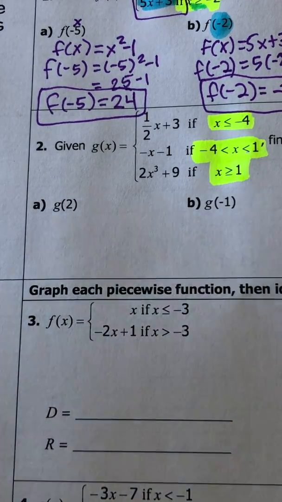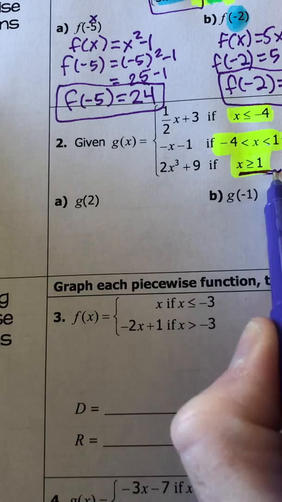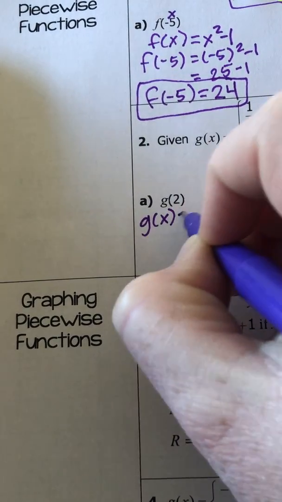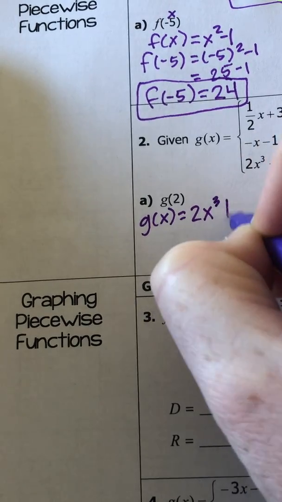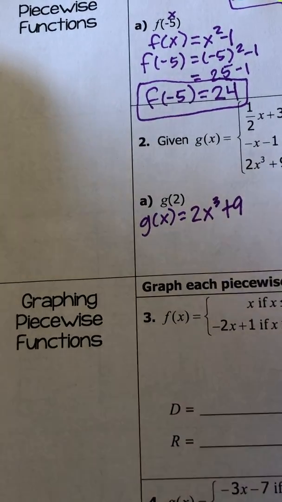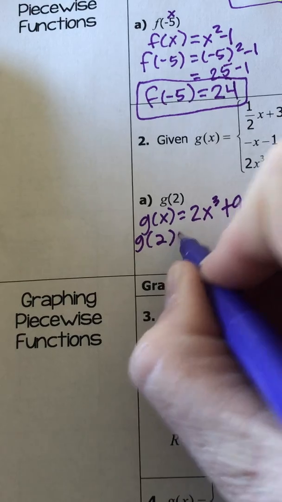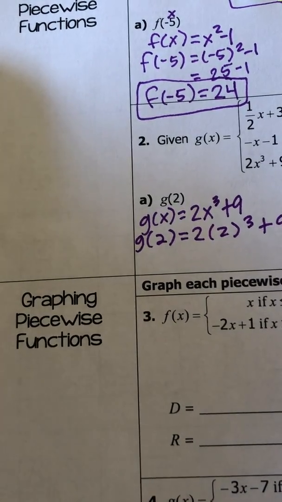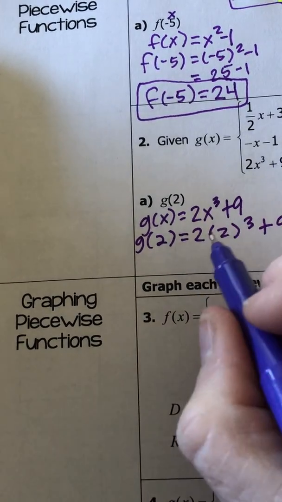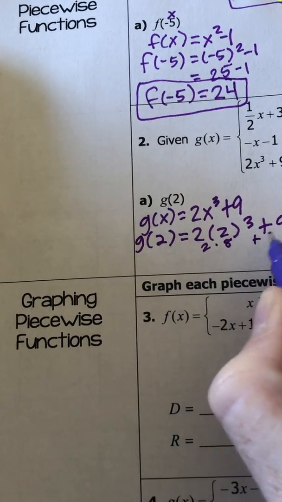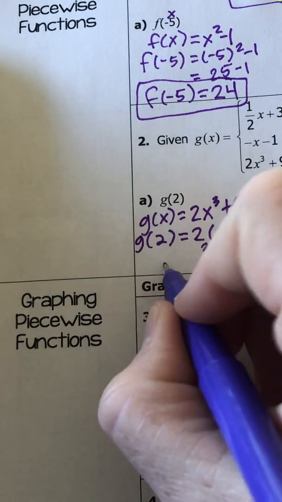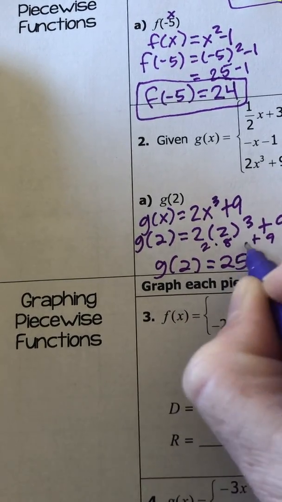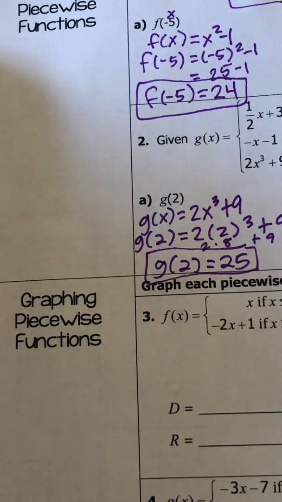Okay, so g of 2 falls in greater than or equal to 1. So the function we're using here is 2x to the 3rd power plus 9. So g of 2 will equal 2 times 2 cubed plus 9. All right, that's 2 times 8 plus 9. Okay, so g of 2 will be 25.